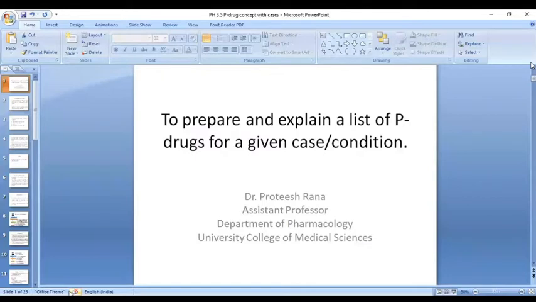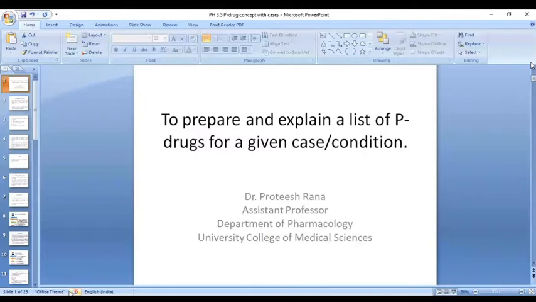So basically, in the last exercise, we discussed how to write a prescription and how to communicate that prescription to the patient. Now in this exercise, we are going to choose the drug, how to choose a particular drug that you're going to prescribe for a given patient or condition. The name of this exercise is to prepare and explain a list of P drug for a given case or condition. Now, what does P drug mean?